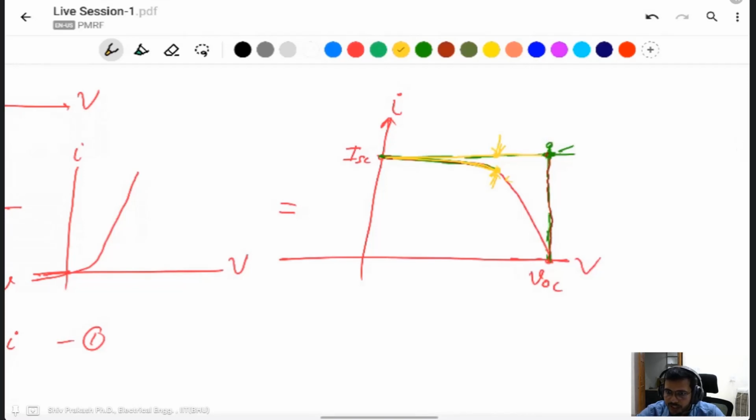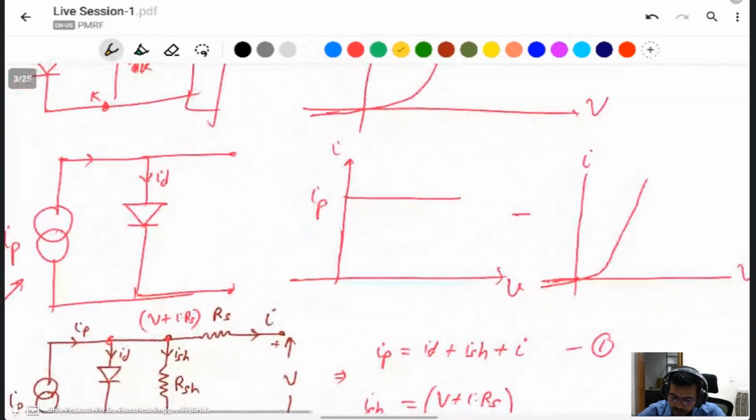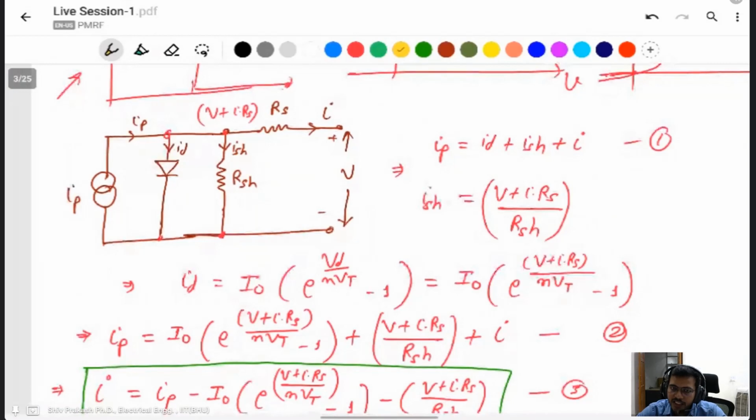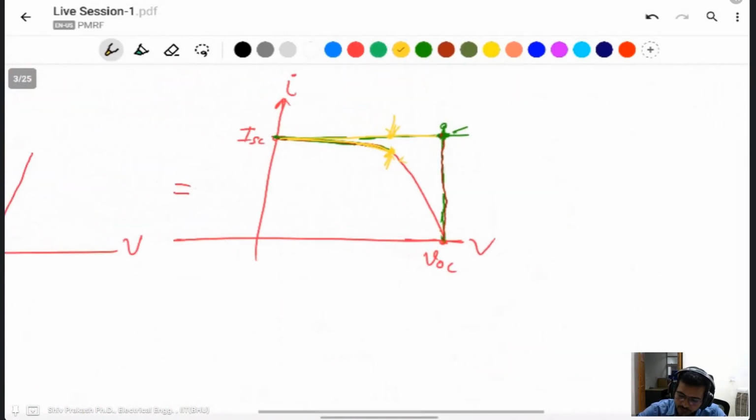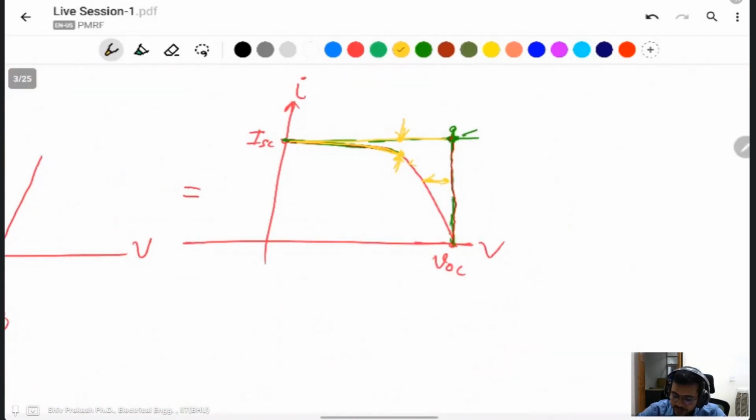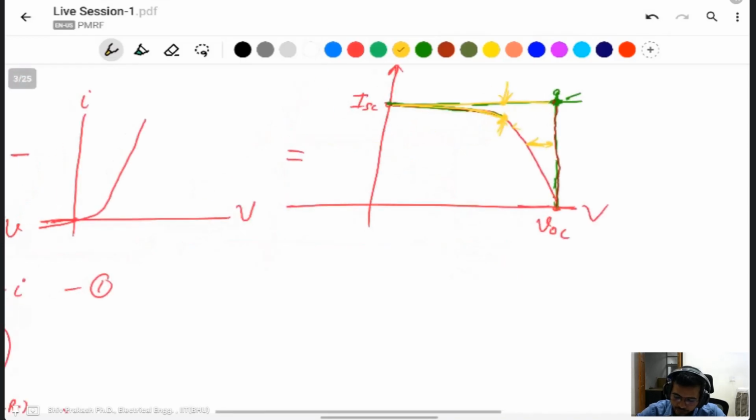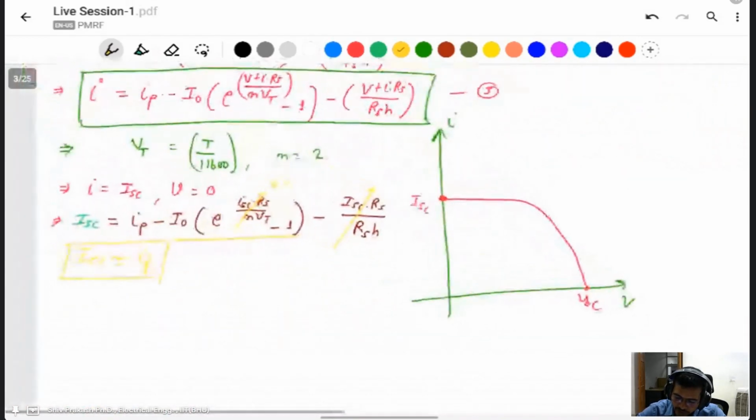But if the series resistance were very high, equal to the shunt resistance, it means the whole voltage would drop at the series resistance. But that does not happen in solar PV. There is a very small voltage drop at the series point. That's why the series connected resistance will be very low with respect to the shunt resistance, because a very small amount of current flows through the shunt. That's why you can neglect this one.